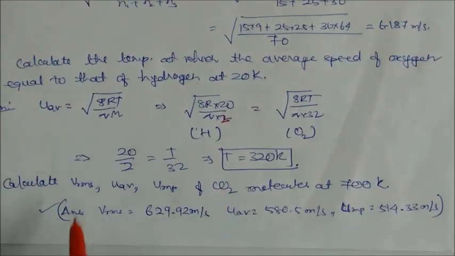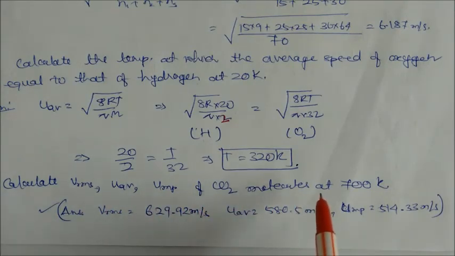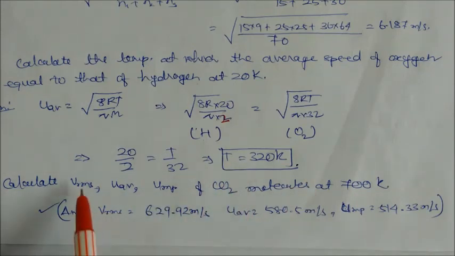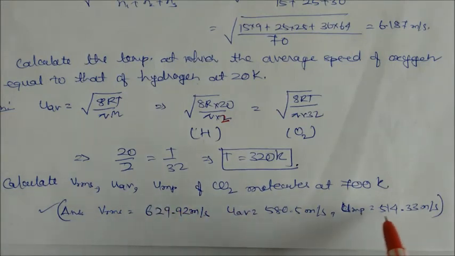Next question: calculate the URMS, U average and UMP of carbon dioxide molecules at 700 Kelvin. You have to find out these. The temperature is already given, the molar mass you know, and the value of R you know very well, so you can solve it. URMS of this is 3629, U average will be 550, and UMP will be 514. Just solve it by yourself. This is up to you.